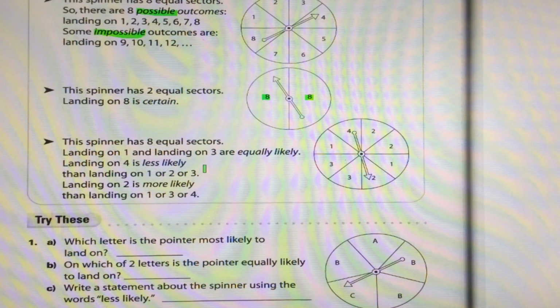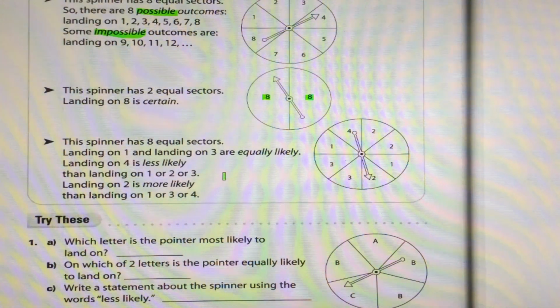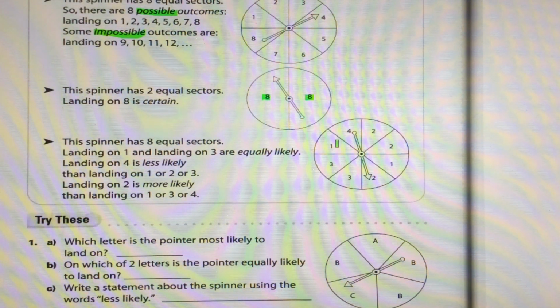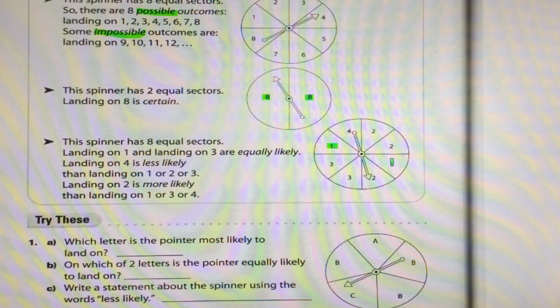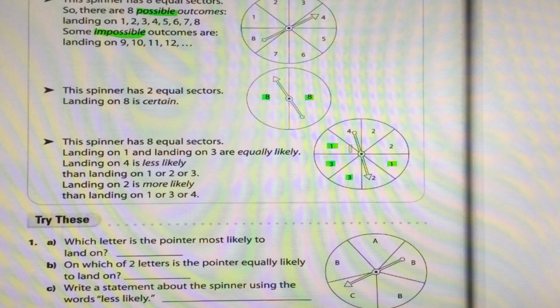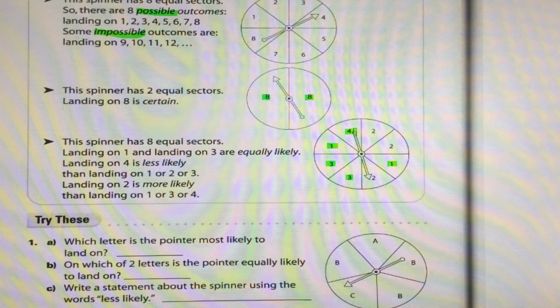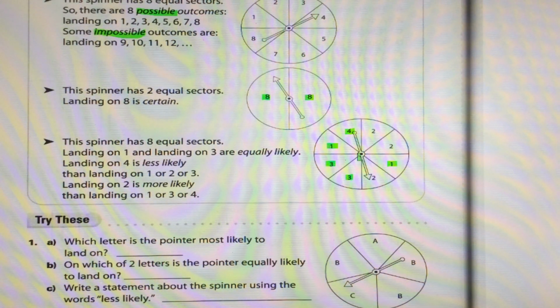In the third one here, it says this spinner has 8 equal sectors. Landing on 1 and landing on 3 are equally likely because there are 2 sectors that have number 1 and 2 sectors that have number 3. So landing on a 1 or a 3 is equally likely. Landing on 4 is less likely because there's only 1 4 compared to 2 1s and 2 3s.